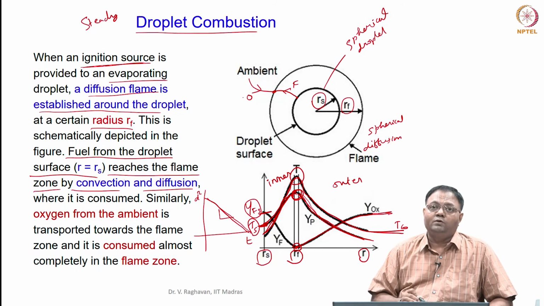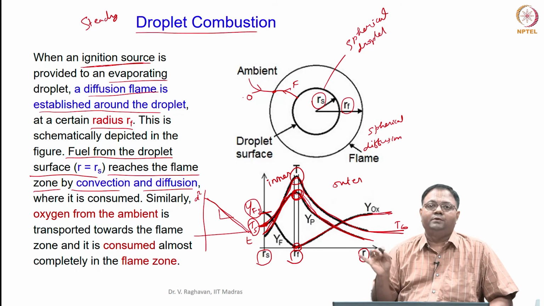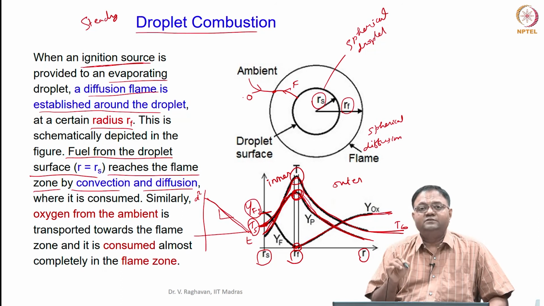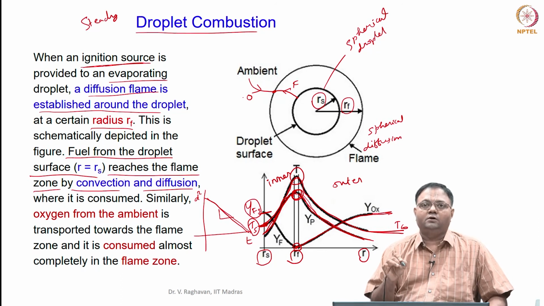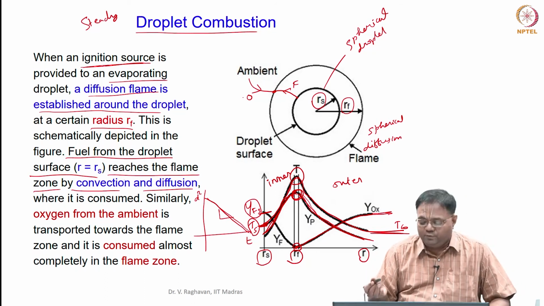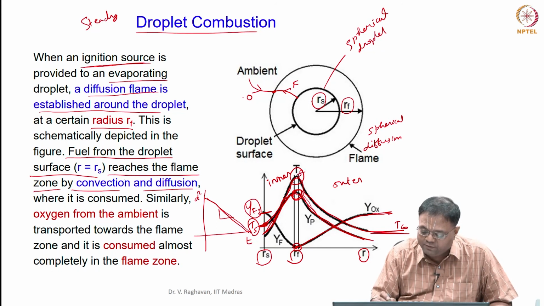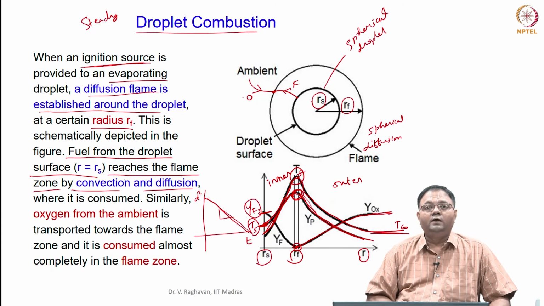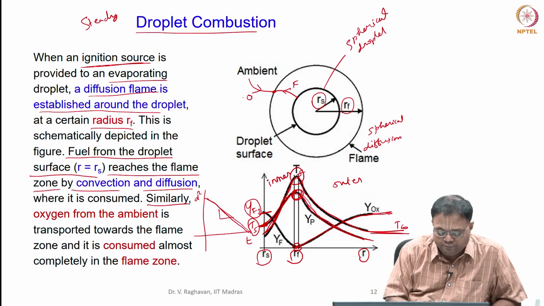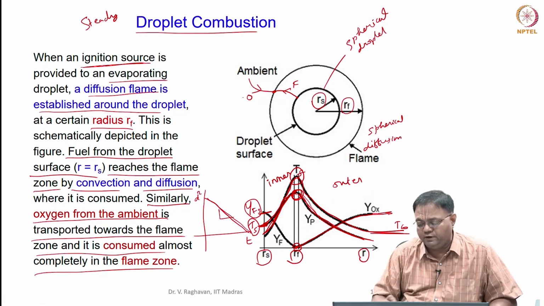In the previous case, what we said was that the surface temperature cannot be larger than the ambient temperature. If the ambient temperature is less than the boiling point, then the surface temperature cannot exceed the ambient temperature. If the ambient temperature is more than the boiling point, then the surface temperature cannot exceed the boiling point. So, in this scenario, you can see that there is no influence of the ambient temperature because of a high temperature. This is the flame temperature Tf. That high temperature zone is there in between the droplet surface and the ambient. Okay. Similarly, the oxygen from the ambient is transported towards the flame and it is consumed completely in the flame zone. So, this is the typical structure.